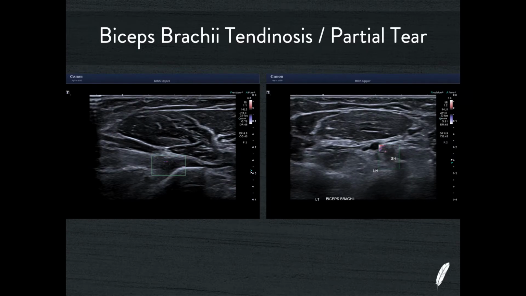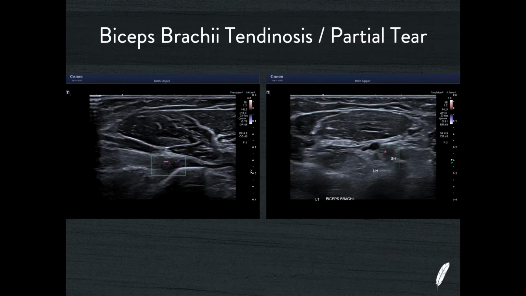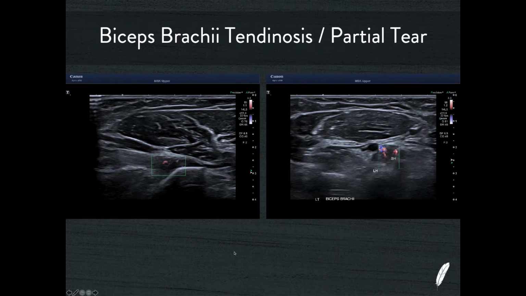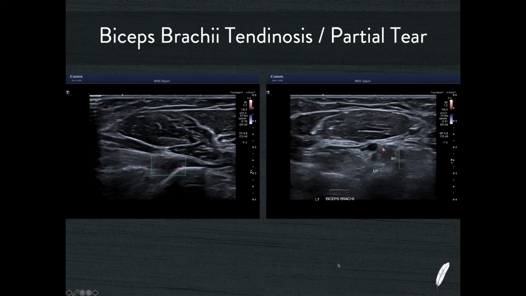In fact, using the advanced dynamic flow here, you can see how hypervascular that biceps brachii is. This is using the pronator teres window. So this is the pronator teres, so it's using a very medial approach to get these lovely pictures. You can do that in the long axis like here, and you can also do it in the short axis here. So the question is, why has this person got a biceps brachii tendinosis?